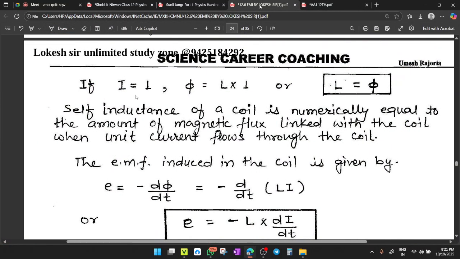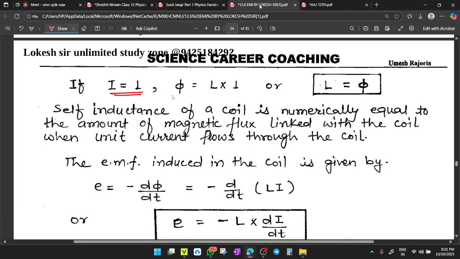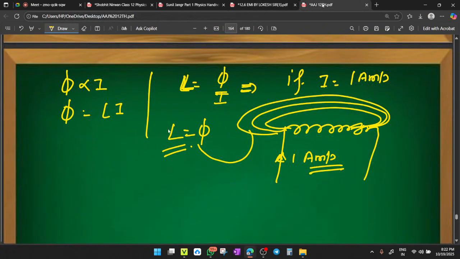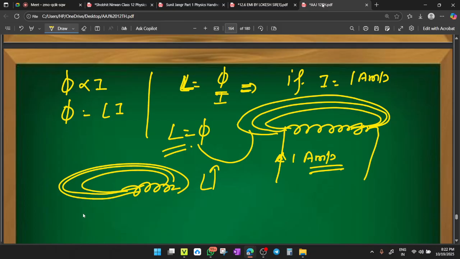If I equals 1, phi equals L into 1, or L equals phi. This means the self-inductance of a coil is numerically equal to the amount of magnetic flux linked with the coil when unit current flows through the coil. When unit current is flowing through any coil, the amount of flux linked with that coil is numerically equal to the coefficient of self-inductance. Clear? Higher the self-inductance of the coil, higher will be the amount of flux linked with the coil. Clear or not?